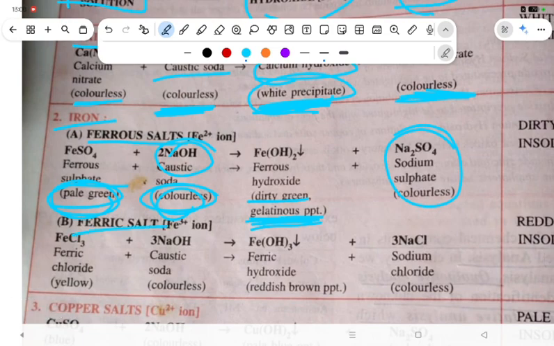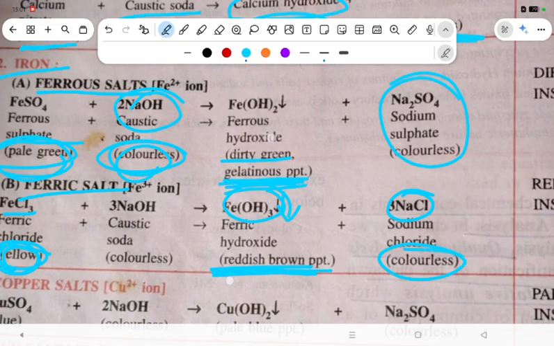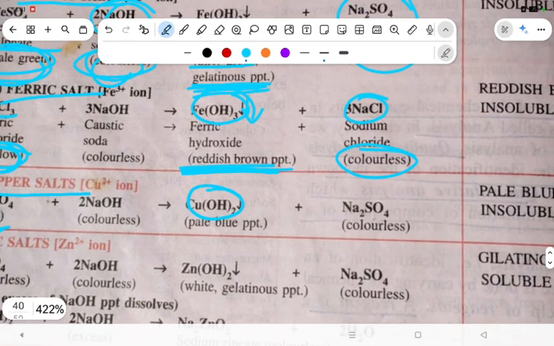Ferric salts, FeCl3, it is yellow. NaOH again colorless. Fe(OH)3 is again a precipitate, reddish brown. NaCl is colorless. Copper salts, CuSO4, is blue color. NaOH colorless. Cu(OH)2 is again a precipitate, pale blue color. Cu(OH)2 is a pale blue precipitate.